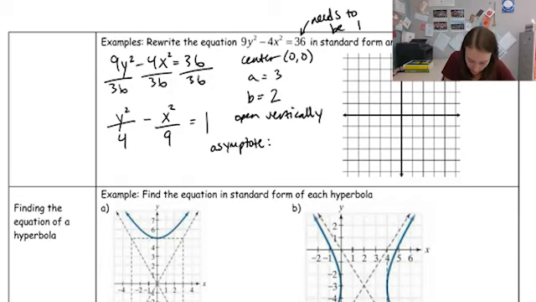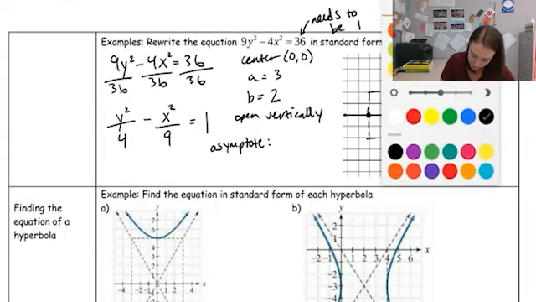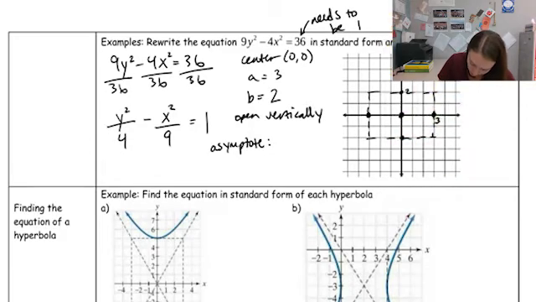So first my center is at 0, 0, and then I have A is 1, 2, 3 in the X direction, 1, 2, 3, 1, 2 in the Y direction. Draw the dashed box there, rectangle, and then my asymptotes are going to go through the center. Now the equations of these asymptotes are going to be a little bit easier because they're going through the center.